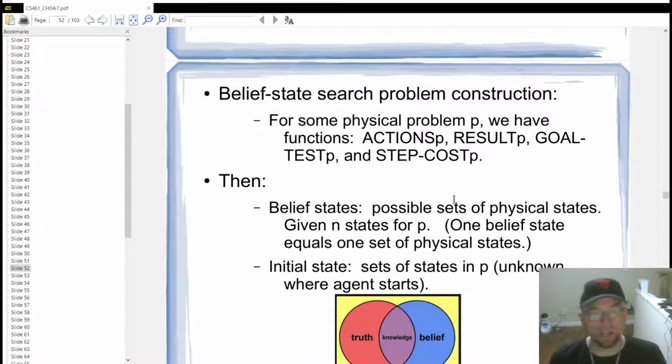Okay. So let me talk to you about some of the pieces of this. So what you've got is basically duplicate functions, right? So we've been talking about the actions function, results function, goal test, a step cost function. Okay, so what happens is that you still define the underlying physical problem, right? And so then you have the versions of the functions that would work on the physical problem if it was fully observable. Okay, and so the text refers to them as actions sub P, result sub P, goal test sub P, step cost sub P.